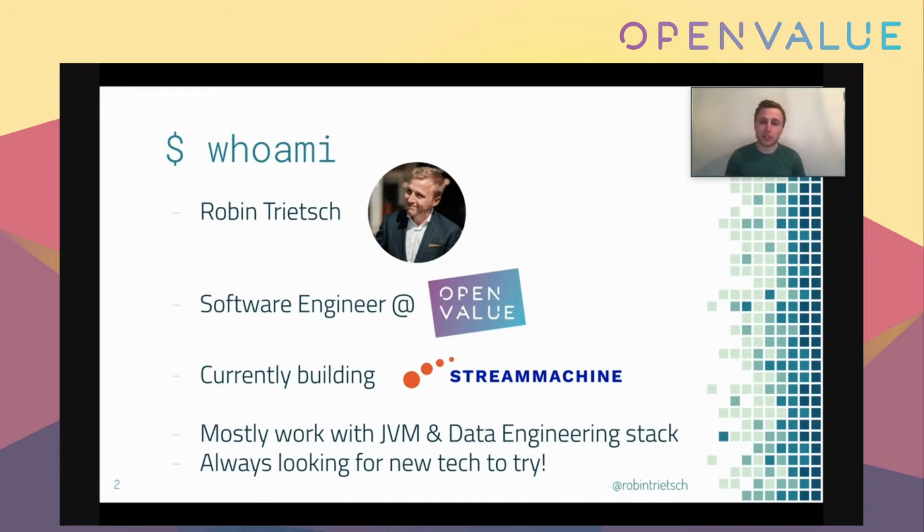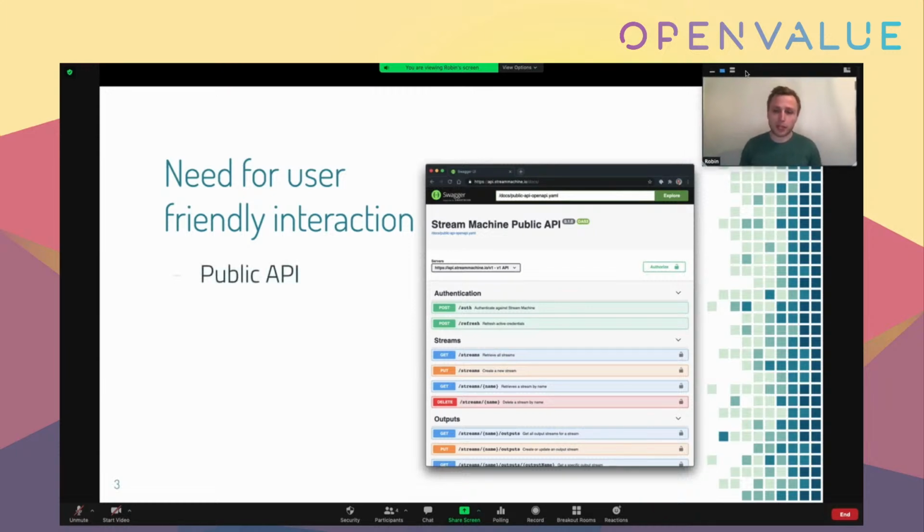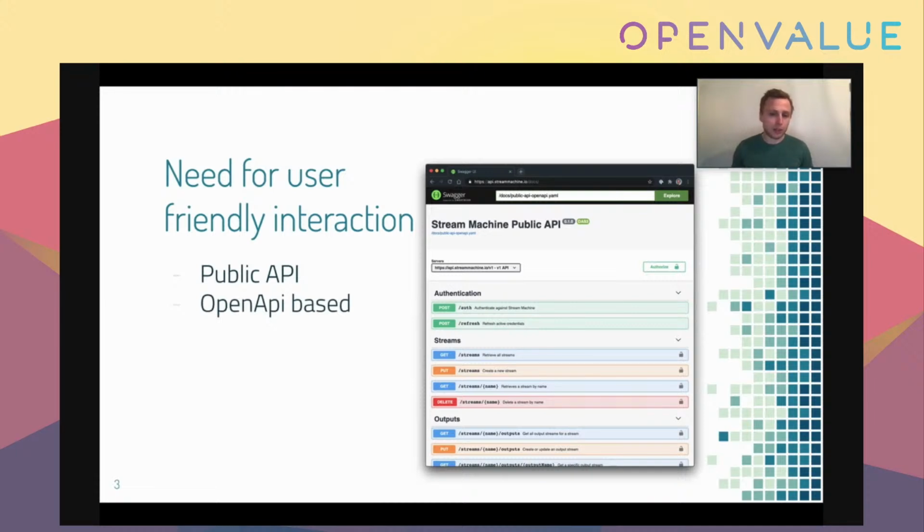And well, I'm always looking for new tech to try out, and that's also how I decided to try out GraalVM, which is a key component in this talk. So let me first tell you something about the Stream Machine. I already told you what the focus of Stream Machine is. And Stream Machine has a public API, and this public API, of course, has an OpenAPI specification, and this allows us to generate a nice Swagger page for customers to interact with.